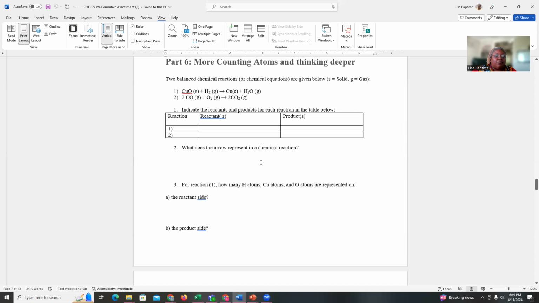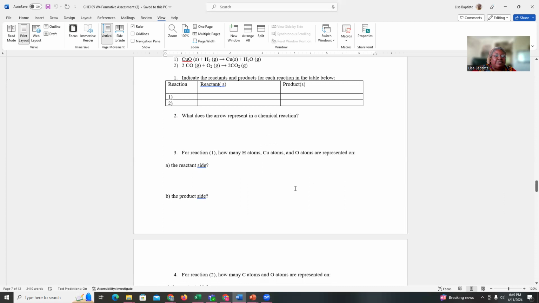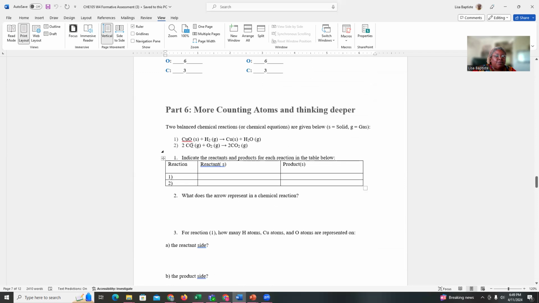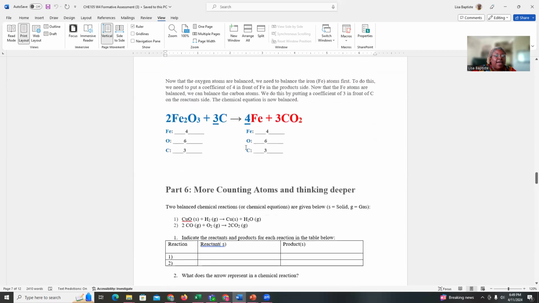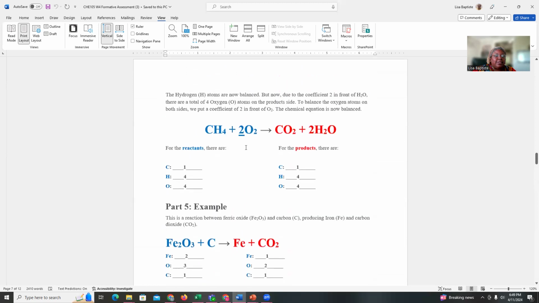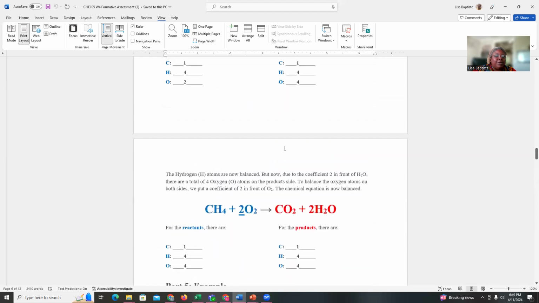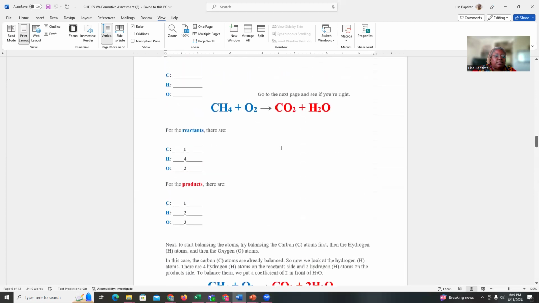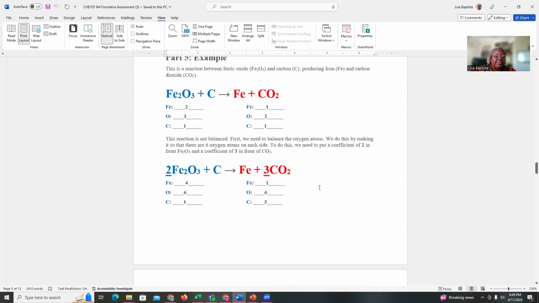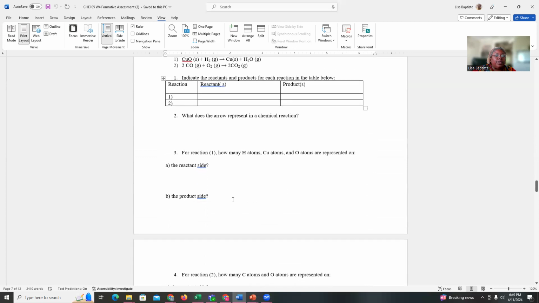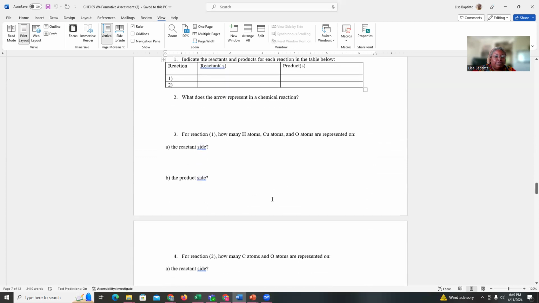So what does the arrow represent? You're going to put that there. How many atoms of each element are on the reactants, as well as the product side. So remember, we looked at the number of atoms when we were looking at this example here. When it's unbalanced, like we got at the beginning, then you're just looking at the subscripts for each element on the reactant side and the product side. And so that's how you will do this portion of the assignment.